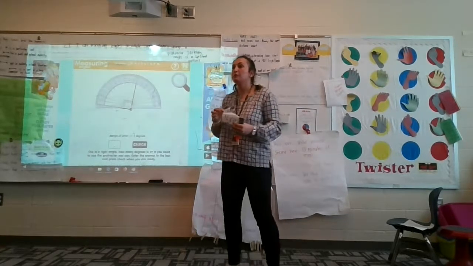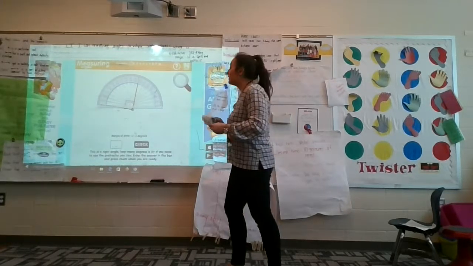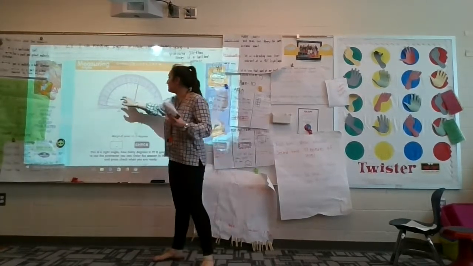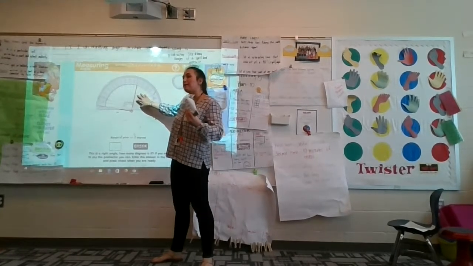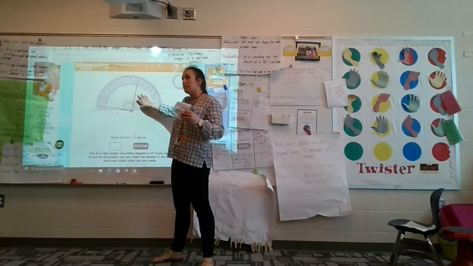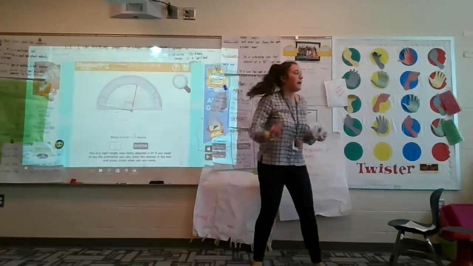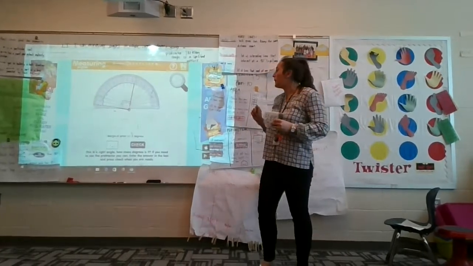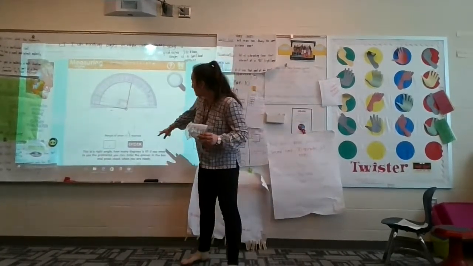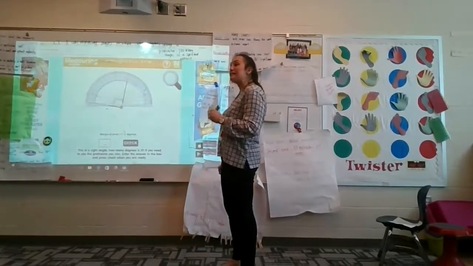They're not equal. But you need to understand that 180 and 0 are equal because that's a straight line. But I need you guys to do something for me first. I need you to pay attention. So this is a right angle. How many degrees is it?